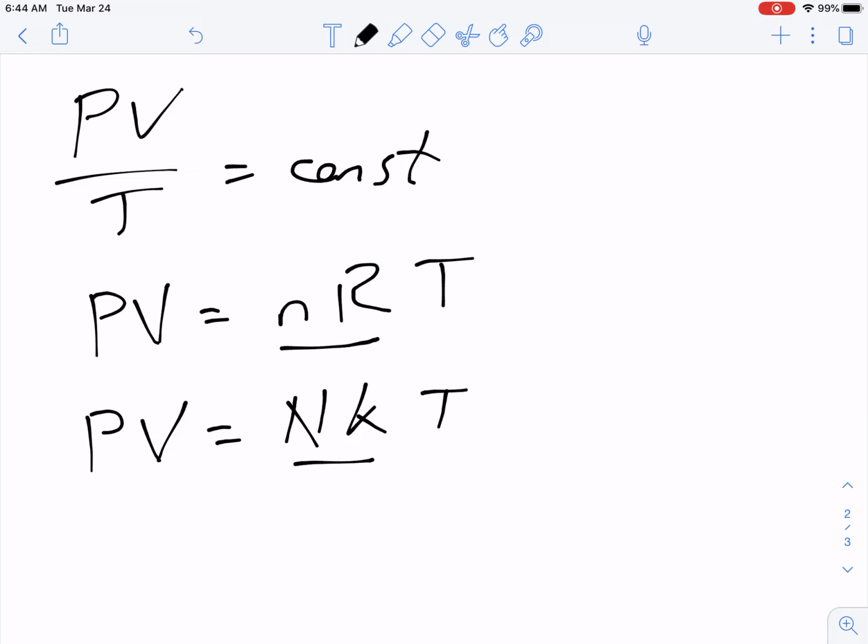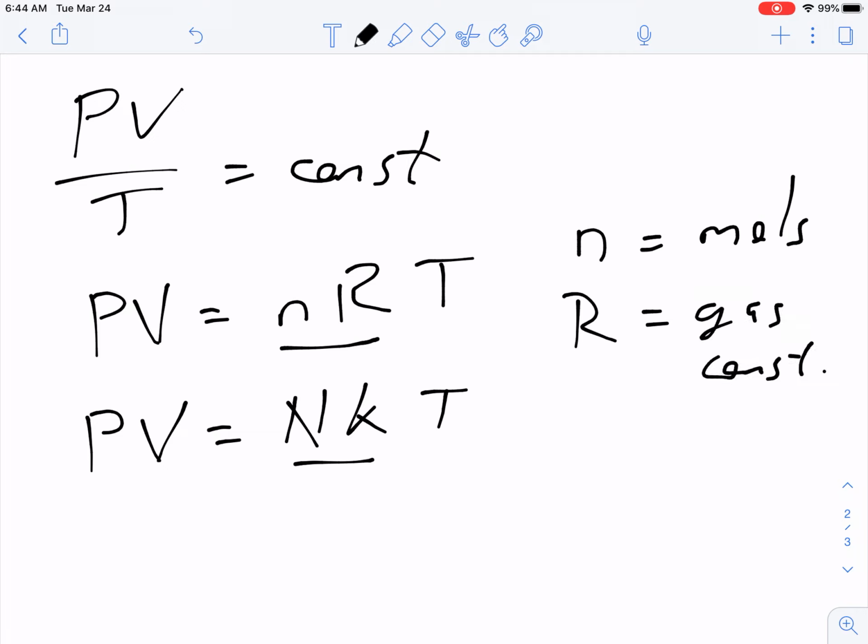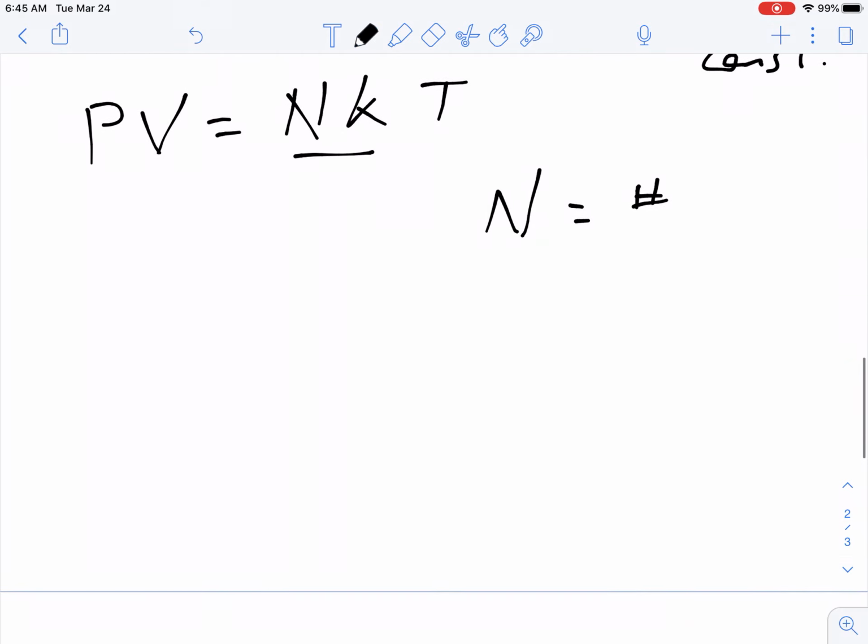So what is this? Well, little n is the number of moles, and if you took chemistry, R is your gas constant, and the value can be looked up in your textbook. N, if you want to use that, is the number of particles. I can't write right now, hold on. Is the number of particles, and I'll figure out how to write it over here. Number of particles, there we go. And k is the Boltzmann constant.